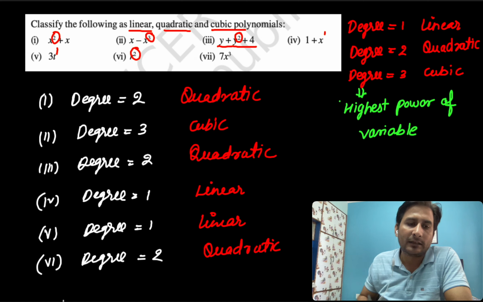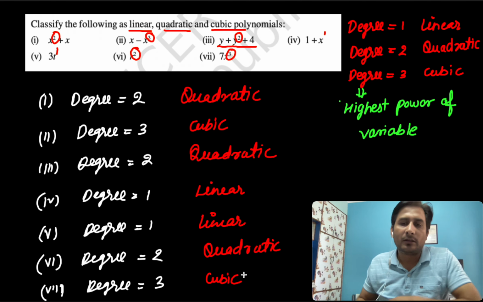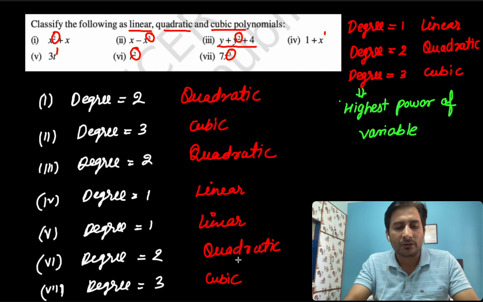Look at the next part. 3. So, yes, very good. Degree is 3 in that case because the highest power of variable is 3. So then it is called cubic. I hope it's clear to you all. This question is clear to you all.